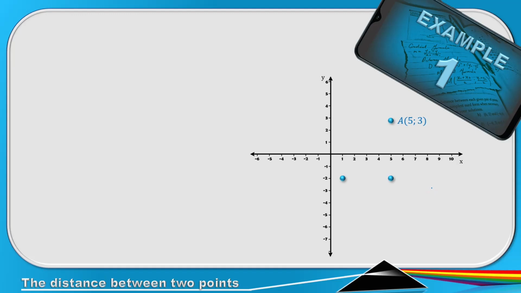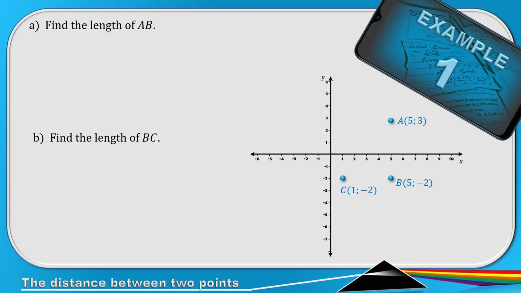Right. Then let's look at this example where we have 3 dots, or 3 coordinates. A is 5 and 3, B is 5 and minus 2, and C is 1 and minus 2. And we're asked to find the length of AB and find the length of BC. So in this case, we can see that the x coordinates of AB are the same. And when they are the same, then we can basically just find the distance by focusing on the y values.